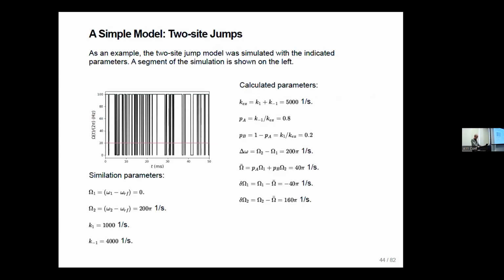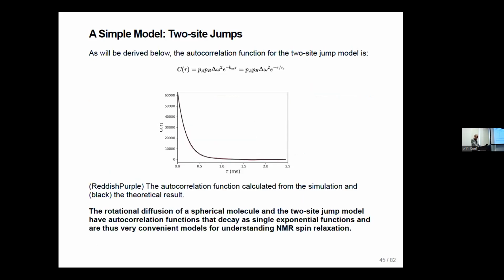A single average line. Here I've done, again, more simulations, random jumps back and forth. And here's the autocorrelation function. You have, again, a single exponential decay. So these are the two simplest models, isotropic rotation and two-site jump, that give single exponential decays. More complicated models are going to generate more exponentials. So the math becomes more complicated, but the fundamental physics isn't really more complicated. So these two models will guide us a long way.